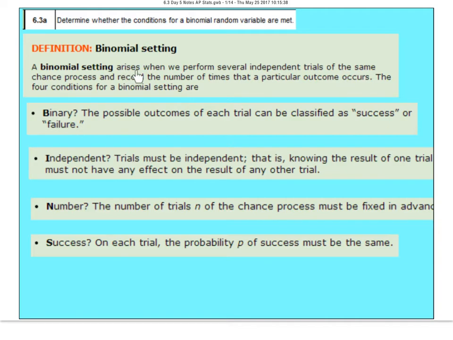It arises when we perform several independent trials, so that was every student drinking and testing their water, of the same chance process. In our water example, it was a 1/3 chance. We record the number of times that a particular outcome occurs. And the 4 conditions for the binomial setting are this. You must state these. You're going to check what's called BINS.